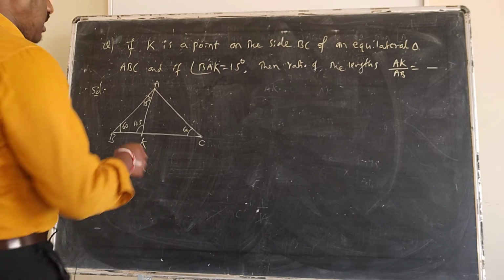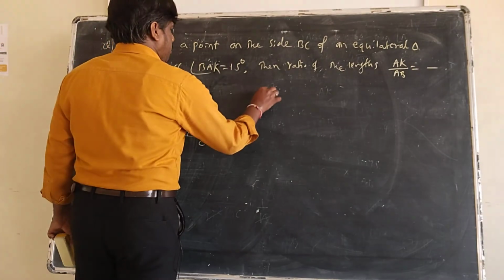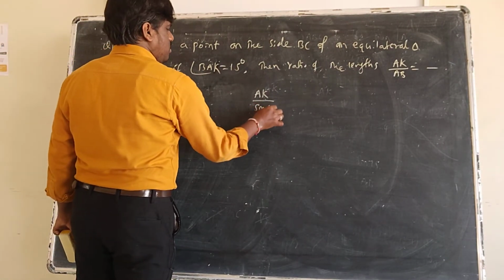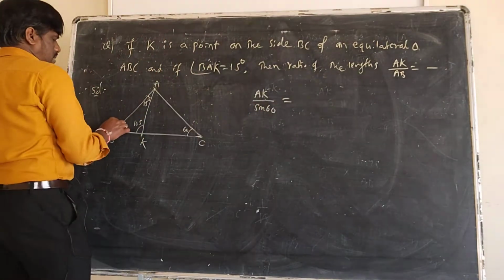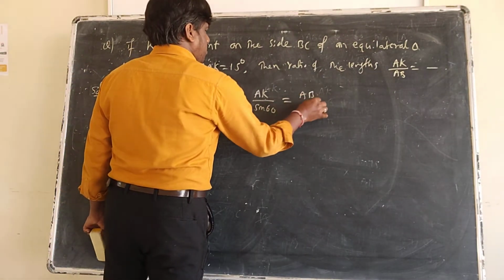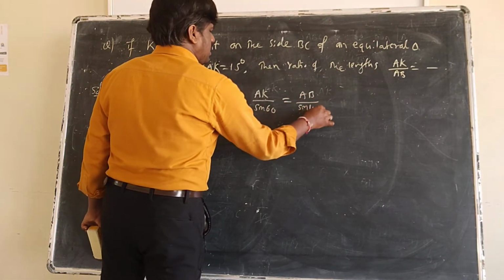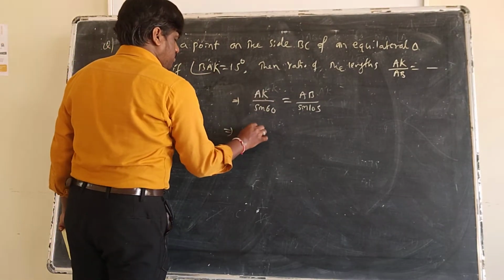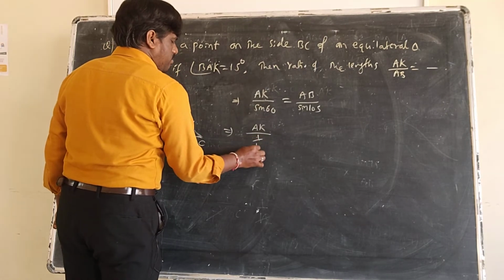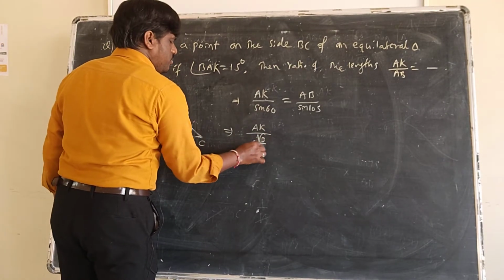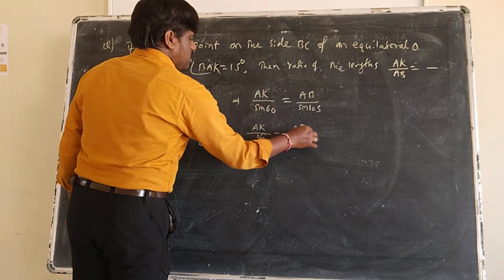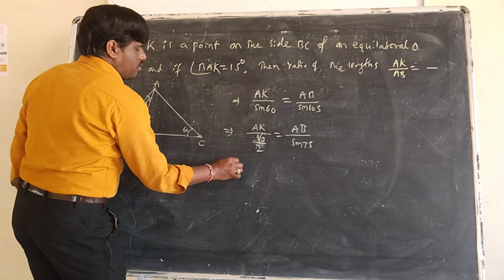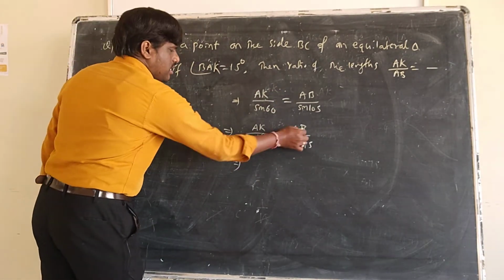Explain you writing process. Applying sine rule, AK by sine 60 is equal to AB by sine 105. This is a writing process. Okay, this is equal to AK is we don't know. Sine 60 is root 3 by 2, and this AB by sine 105 can be written as sine 75. And now this can be written as AK by AB.